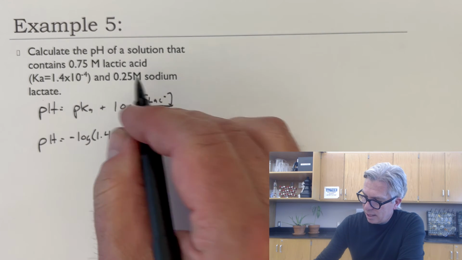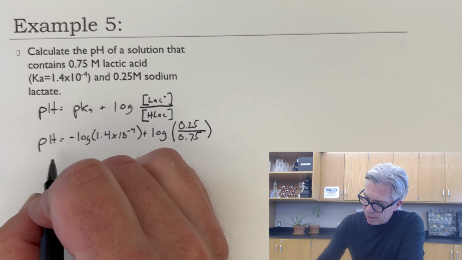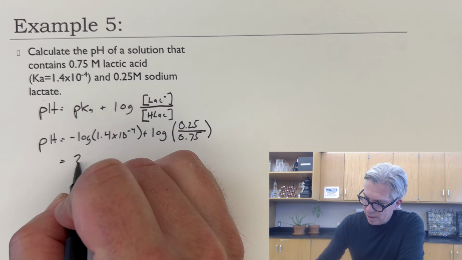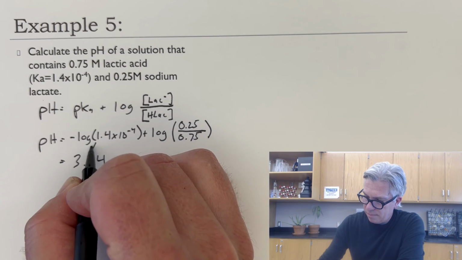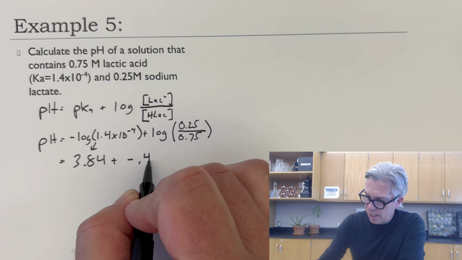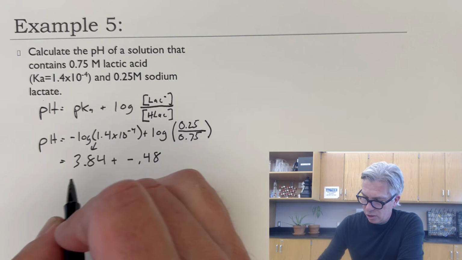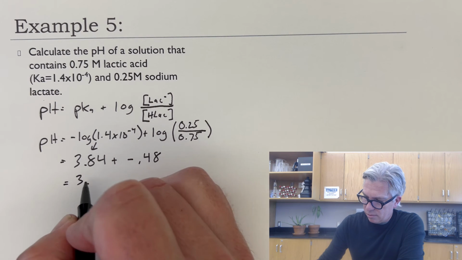The H lactic acid goes on the bottom, 0.75. And I'm going to get a value here of 3.85, which is the pKa of that, plus a negative 0.48. This is going to happen sometimes. You're going to get a negative when you take the log of that ratio. And my pH is 3.37.